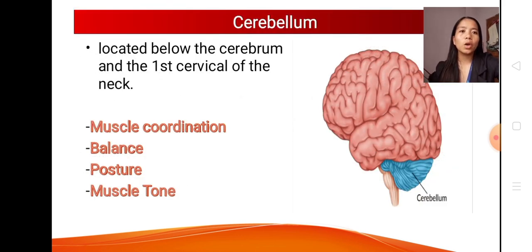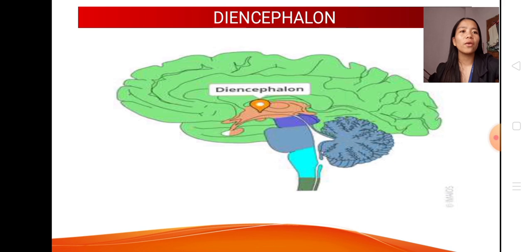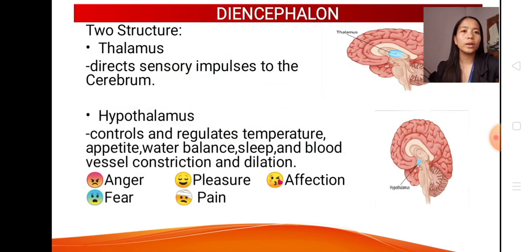Cerebellum, located below the cerebrum and the first cervical of the neck. It's responsible for muscle coordination, balance, posture, and muscle tone. This is the structures of diencephalon. Diencephalon has two structures, the thalamus and hypothalamus.